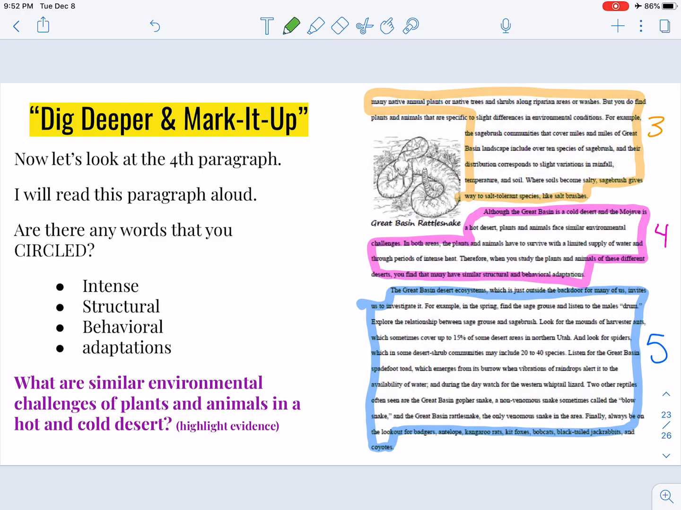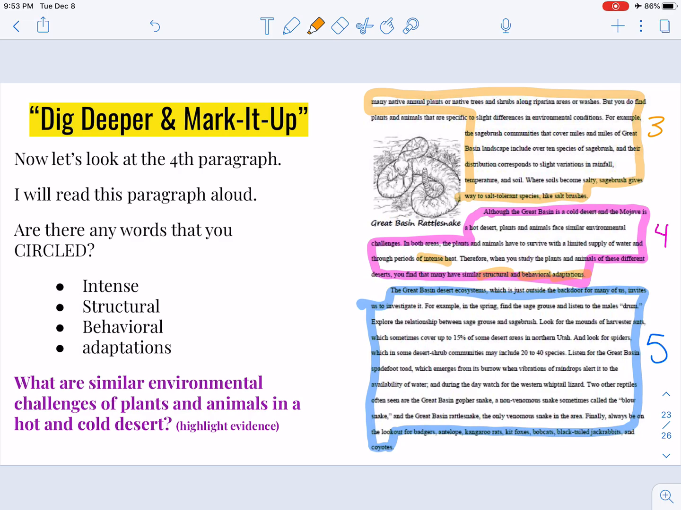Okay, so if you circled the word intense, part of intense heat, if we talked about structural and behavioral adaptations, those are some pretty important words in this paragraph. When I'm talking about intense heat, I'm talking about heat that is so hot that you just don't even want to be outside. We're not talking about, oh, it's 80 degrees, it's a great day to go swimming. I'm talking about, oh my goodness, I need to find some shade because I am boiling in the sun. That is what I mean by intense heat.